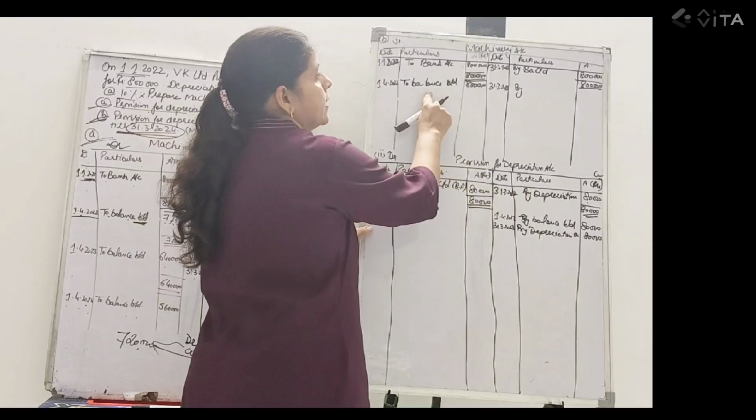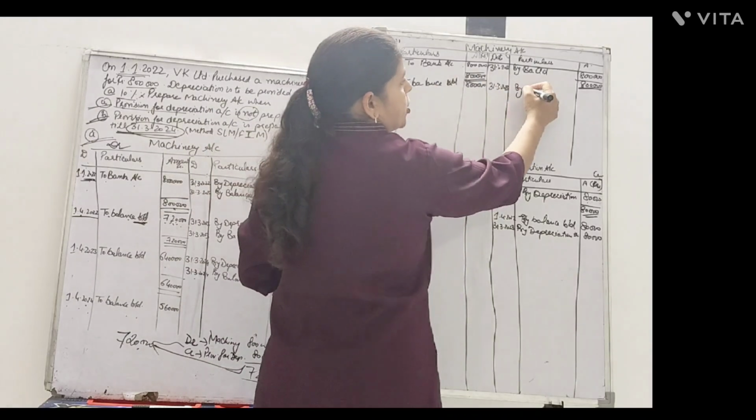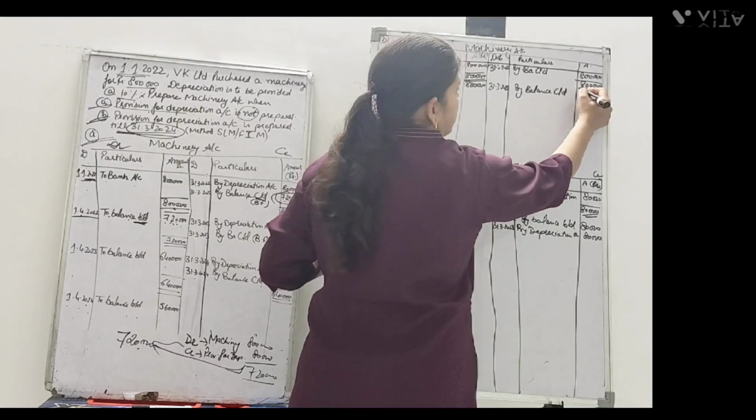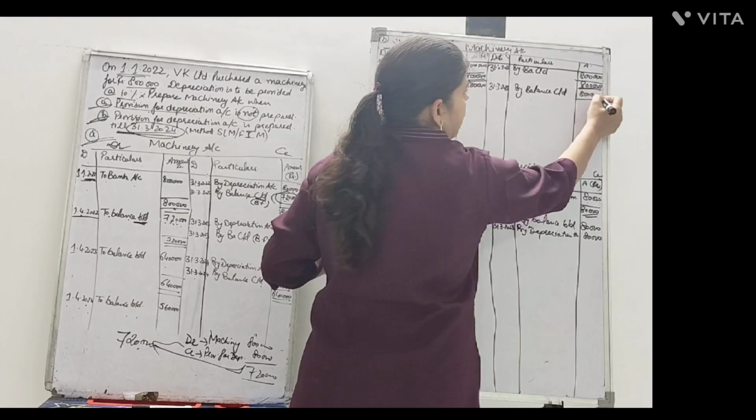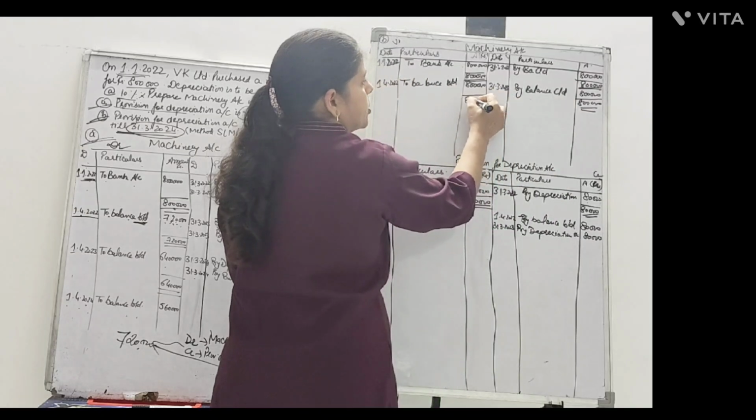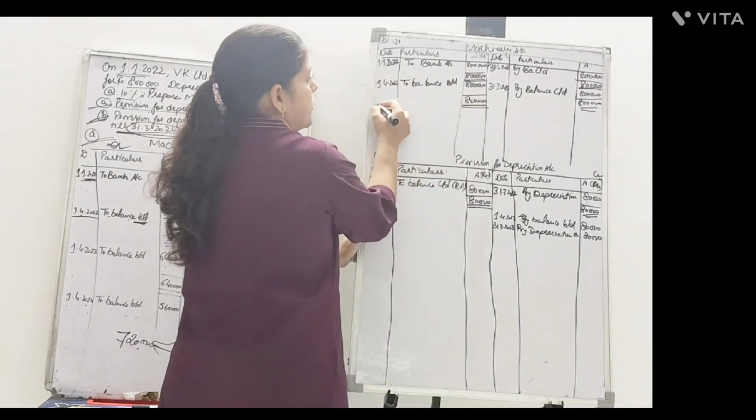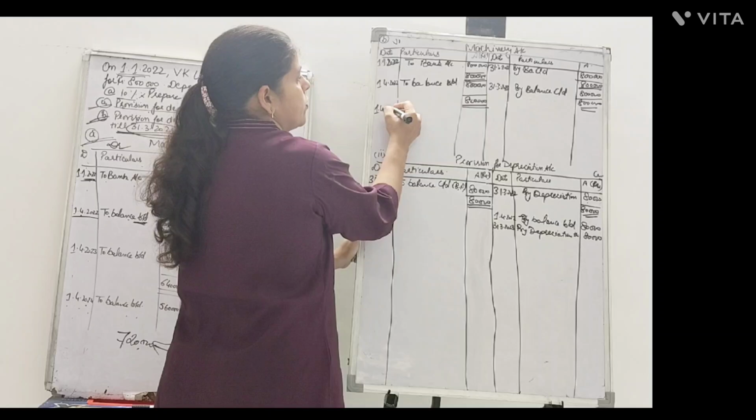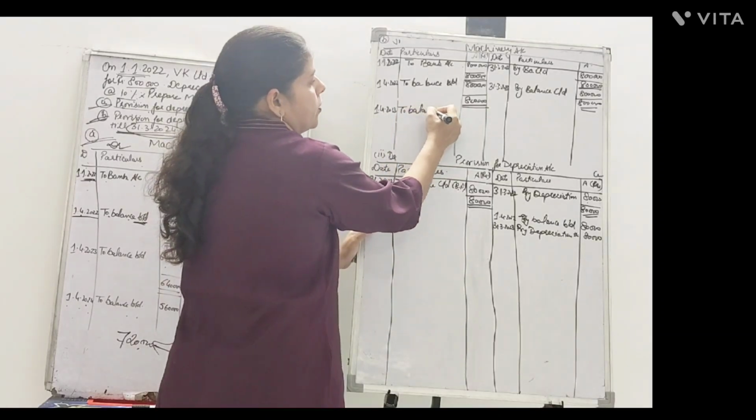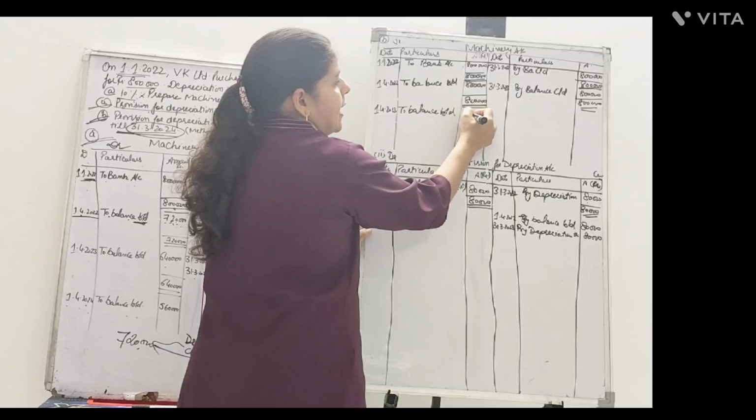That means the balance brought down of the machinery was the same as the balance carried down of the machinery, rupees 8 lakh, because we have not reduced its value in the machinery account. So what would be the machinery balance brought down as on 1st April 2023? The balance brought down of the machinery would be 8 lakh again.